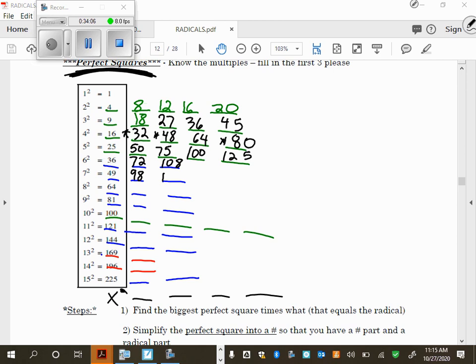49, 98, 147, 128. Is that 192? Somebody? And if you see 200, 300, 400, then you know what to think. It's 100. It's not 25. You want to choose the biggest one.